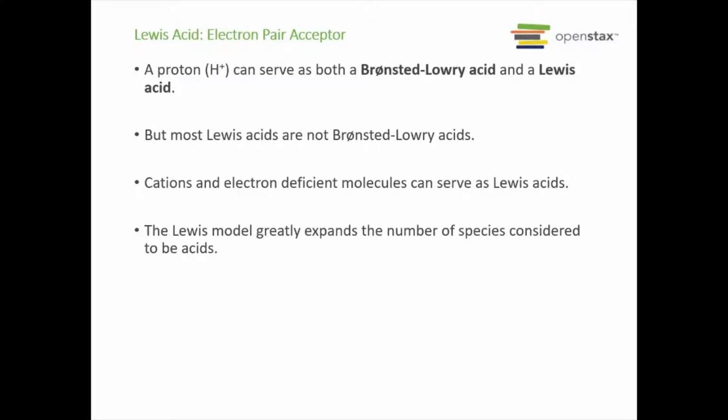Protons can serve as both Bronsted-Lowry acids and Lewis acids, but most Lewis acids are not Bronsted-Lowry acids. Cations and electron-deficient molecules tend to serve as Lewis acids. And this model, the Lewis model, really expands the number of species that are considered to be acids. It broadens our horizons, if you will.